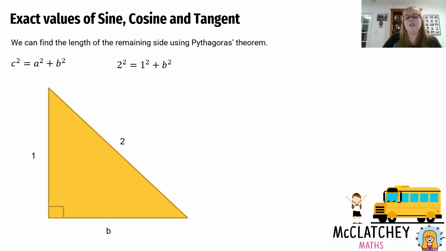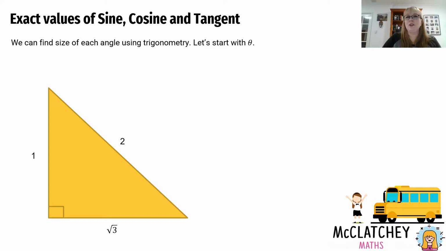So we substitute in 2 for our hypotenuse and 1. We end up with 4 equals 1 plus B squared. B squared will equal 3, therefore B is the square root of 3. So we're going to represent that B as root 3. Now we've got this triangle and we can use trigonometry to work out the angle of theta. So we'll start up in that top corner there. We're going to label our triangle opposite, adjacent and hypotenuse, and then we'll use our trig ratios. So sine theta will be the opposite of root 3 over the hypotenuse of 2.